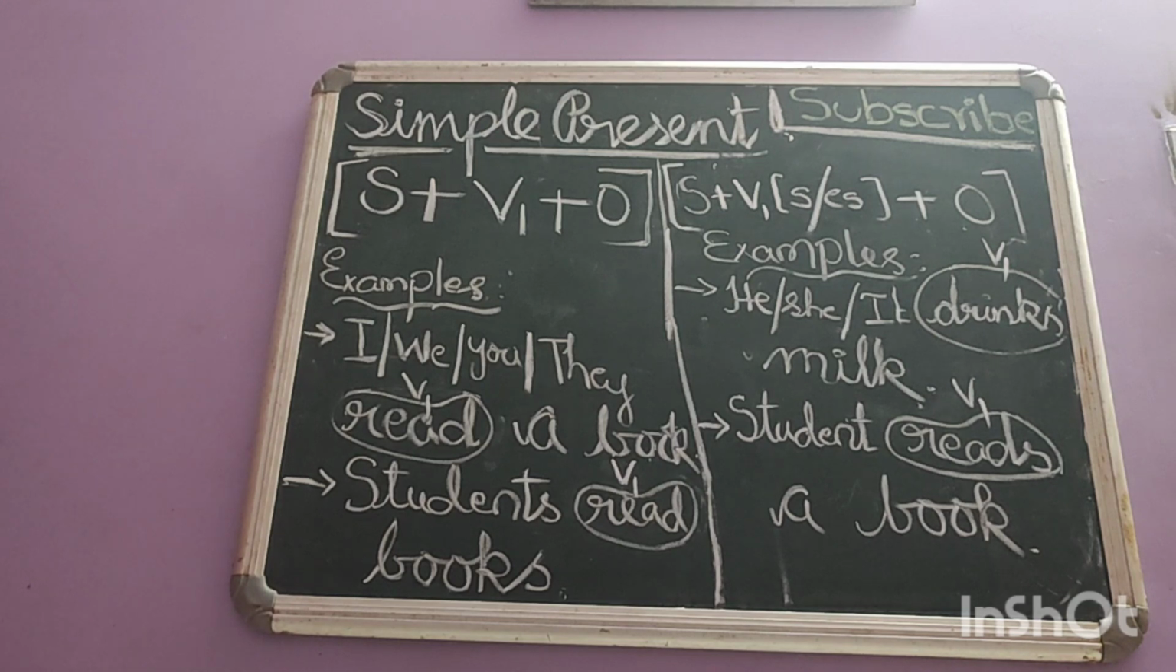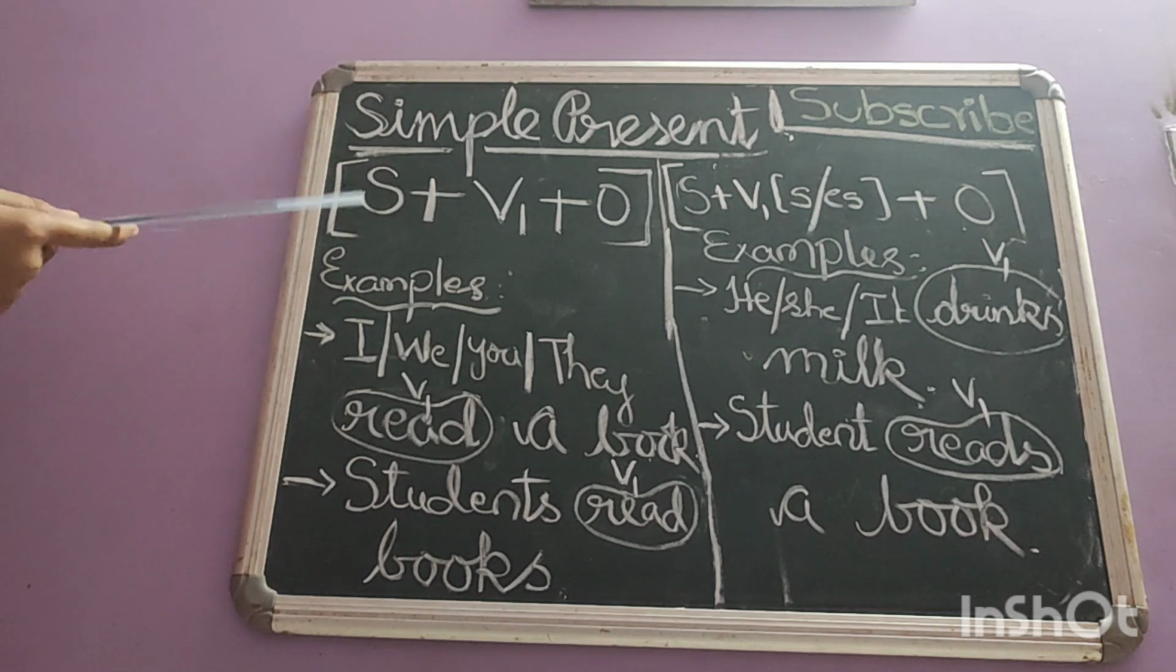The first tense is simple present tense. Two structures I told you. Subject plus V1 plus object. Subject plus V1 S/ES plus object. Now let's see the examples. If you see these examples, then you can understand it very easily.